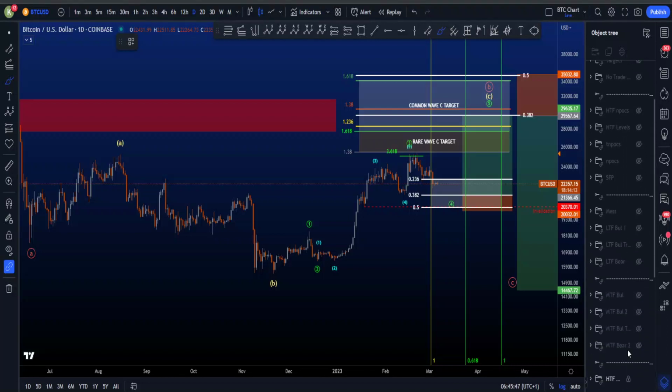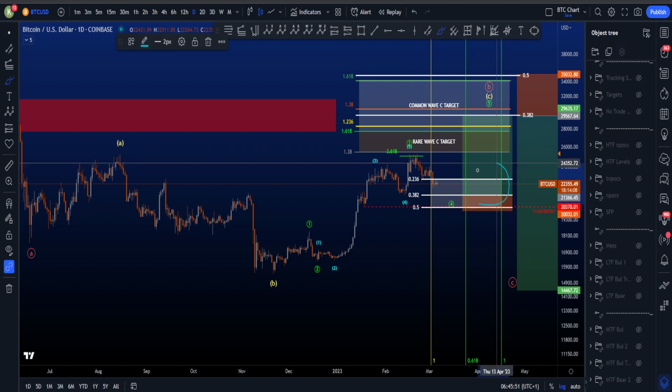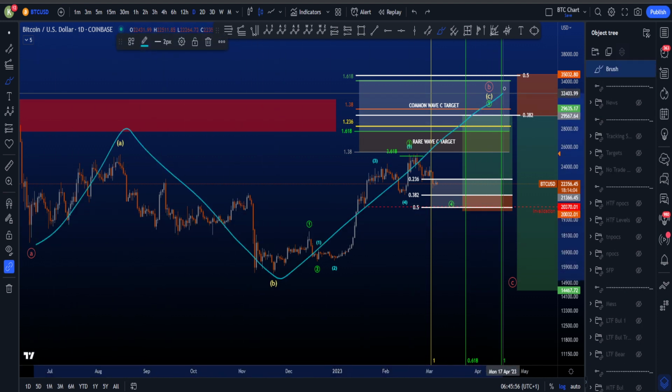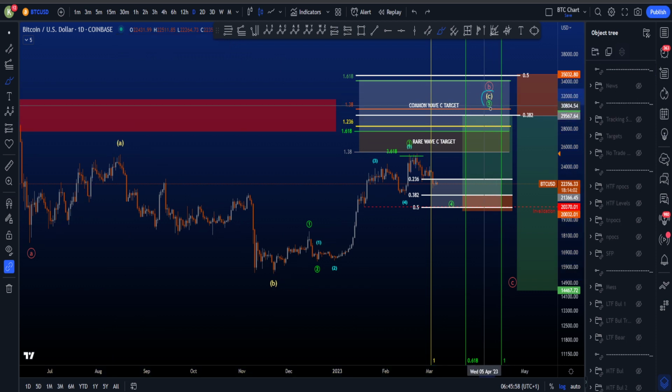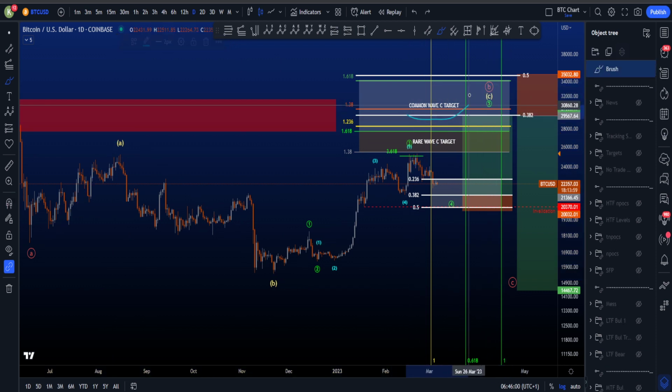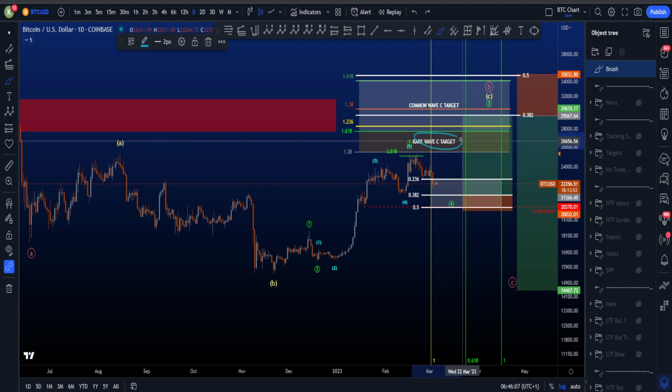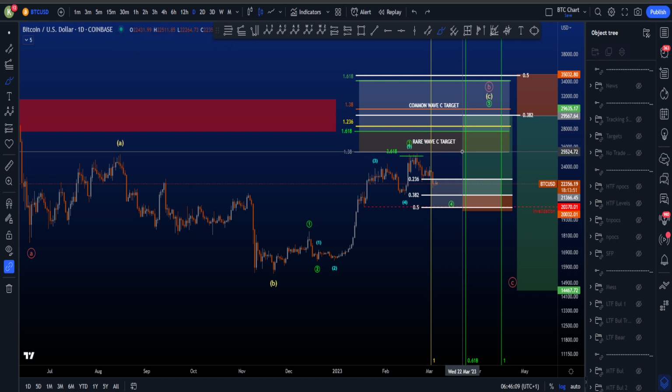In this video, I'm going to show you my high time frame, medium time frame, and low time frame bullish and bearish scenarios, as well as potential trading setups on each scenario. So on the higher time frame, I'm looking for this A, B, C in the bullish scenario, where wave C is then not yet finished, as price did not yet hit the common wave C target of at least 27.7k, but it also didn't hit the rare wave C target at about 25.5k.